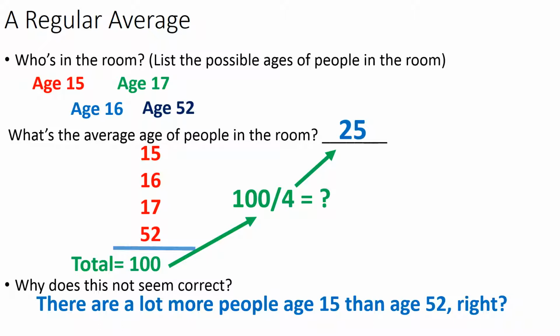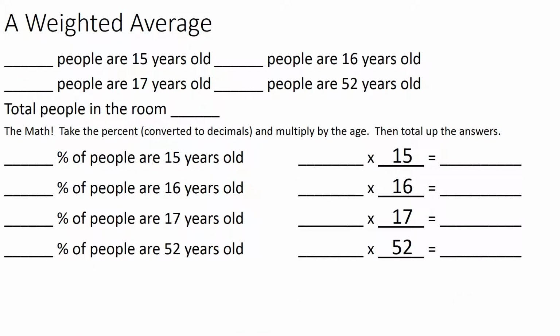Well, the way we take that into account is we do something called a weighted average. A weighted average is the way we do average atomic mass when we look at elements and the isotopes of those elements. So let's do the same thing again, a weighted average. And in the class that I chose, we have 21 people who are 15 years old. We have three 16-year-olds, one 17-year-old, and of course me, 52 years old. If we add all of those up, we end up with a total of 26 people.